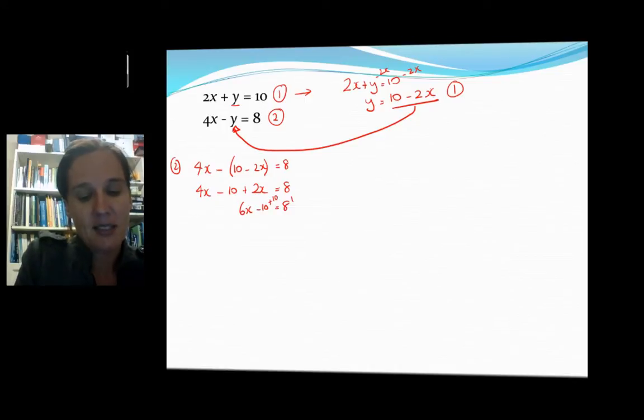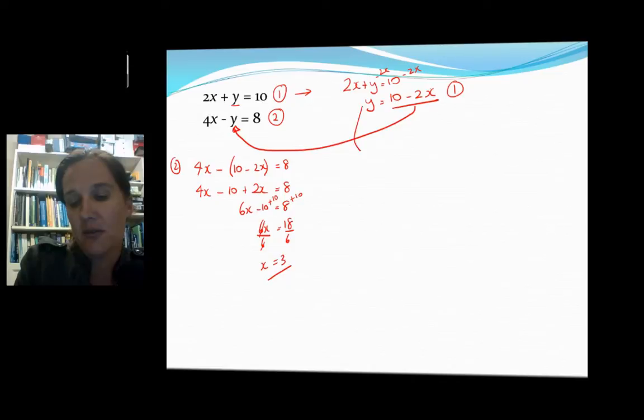We're going to add 10 to both sides. 6x is equal to 18. We divide both sides by 6 and we get x is equal to 3. So we got x is equal to 3, our first solution. We've already got equation 1 set up to find what y is equal to. So y is equal to 10 minus 2x. y is equal to 10 minus 2 times 3. So y is equal to 10 minus 6. y is equal to 4. So we've got x is equal to 3, y is equal to 4.